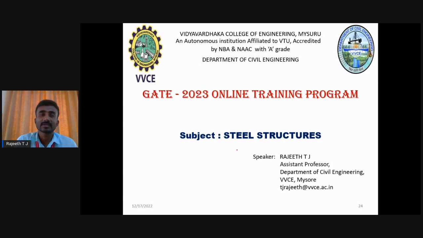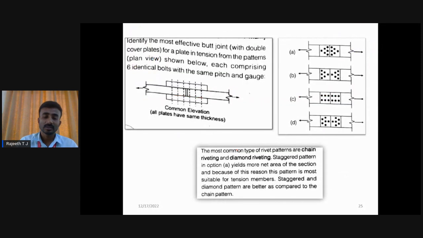In the last session, we discussed some of the basic concepts of load and load combinations, partial safety factors, limit state design concepts, and also the types of joints. We discussed in detail the types of bolted joints and also the failure of bolted joints. This session will discuss some of the problems on the bolted connection and also the welded connections.